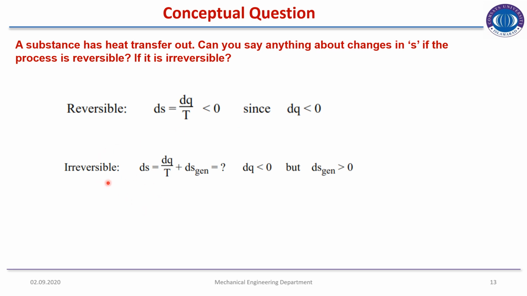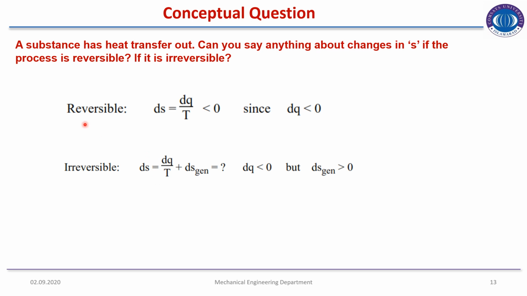For an irreversible process, the change of entropy of the system is entropy transfer plus entropy generation. So dS is equal to dQ by T plus dS gen. As dQ is less than 0, but dS gen will be greater than 0. As we have discussed in the previous lecture as well, entropy is generated due to the irreversibility present in the process.